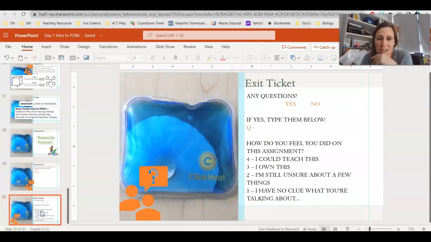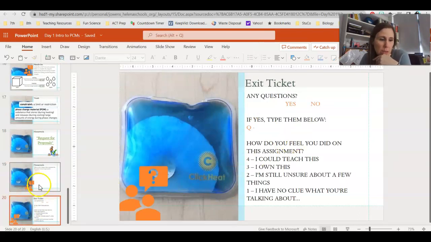And then don't forget to do your exit ticket. Any questions, yes or no? If yes, type them below. And then 4, 3, 2, 1, how do you guys think you did on this assignment?